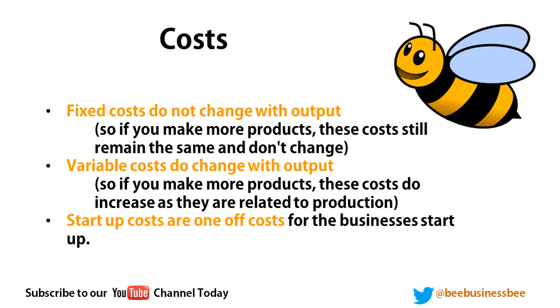Variable costs do change with output. These are costs directly linked to your production. These are costs that are linked to producing your product. For example, these are the raw materials that go into making your product. Startup costs are one-off costs. These are the costs that only apply when you set your business up. So these are the one-off costs that you have. Now remember, the key part of this is all about this word changing with output. Fixed costs do not change with output. Variable costs do change with output.